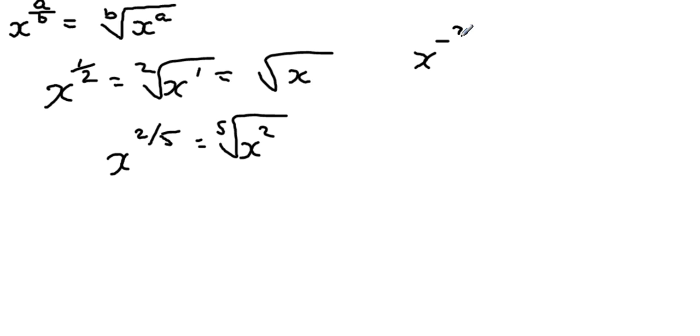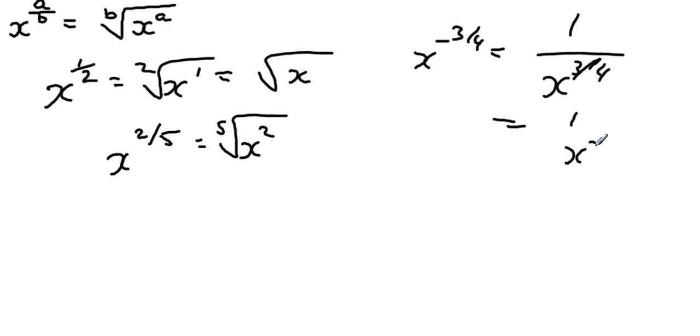x to the negative 3/4. First of all, deal with this negative, so that's just going to be 1 over x to the 3/4, or 1 over x cubed, and take the fourth root.